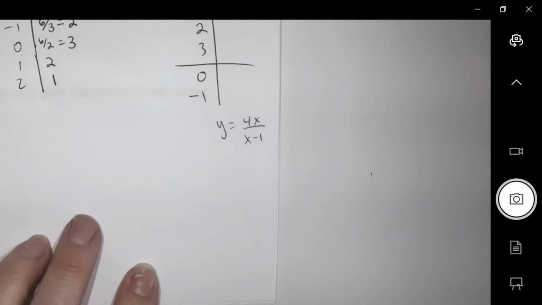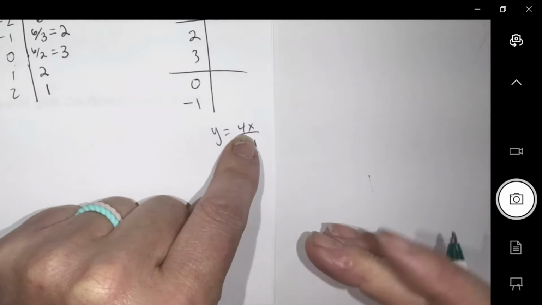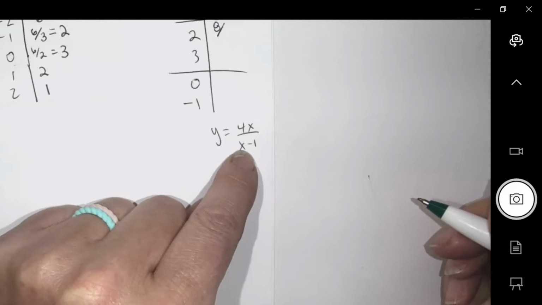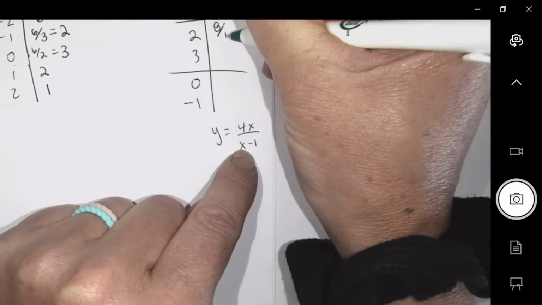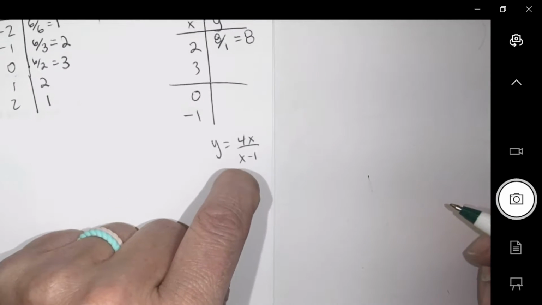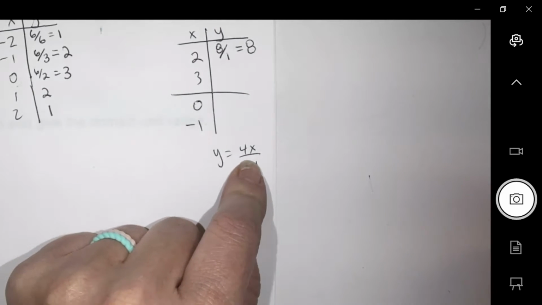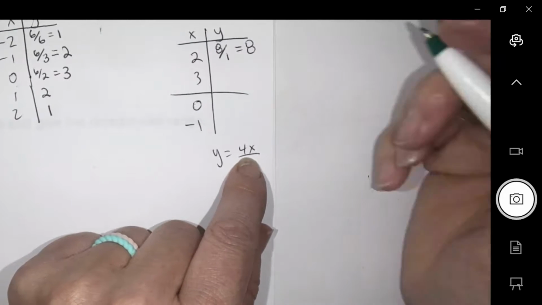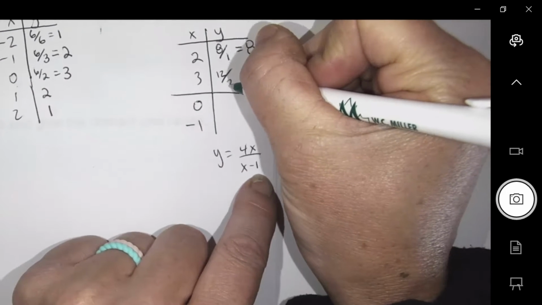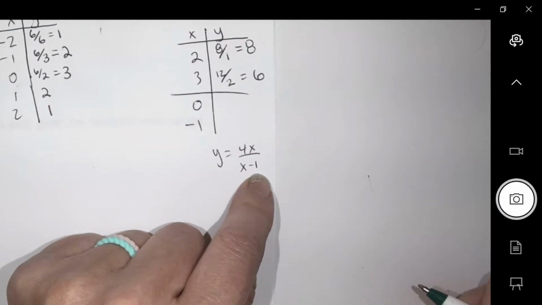Okay, ready? I'm going to plug in a 2. So 4 times 2 makes 8. 2 minus 1 makes 1. So 8 divided by 1 is 8. I'm going to plug in a 3. So 4 times 3 is 12. 3 minus 1 is 2. So that's 6.